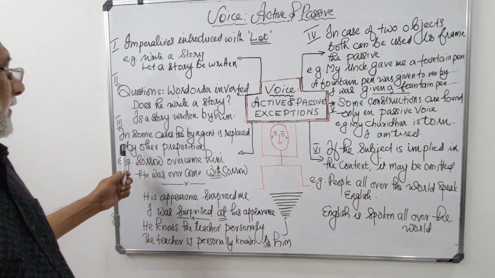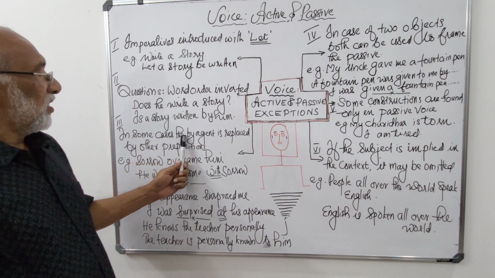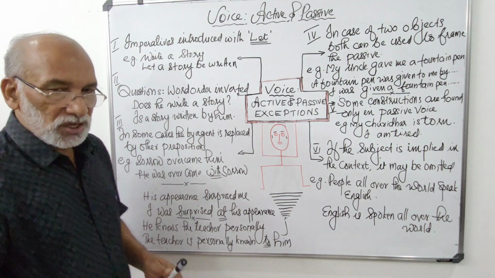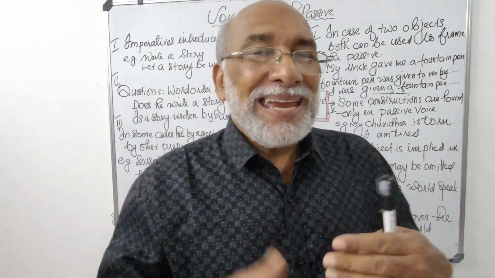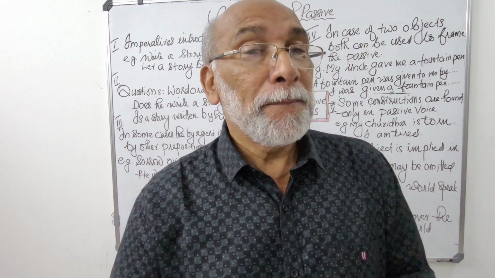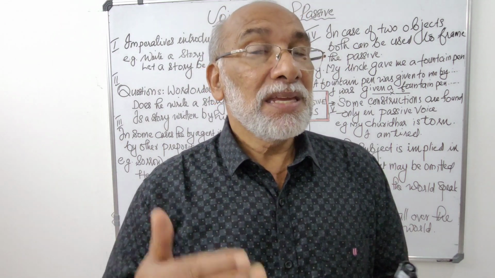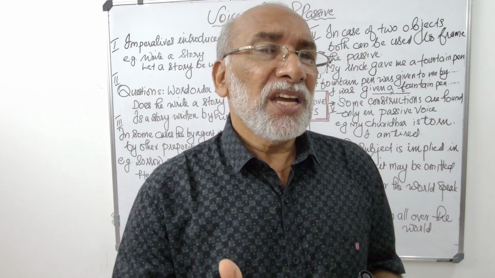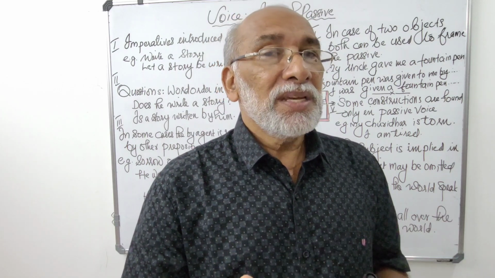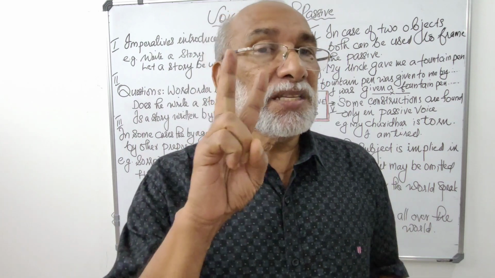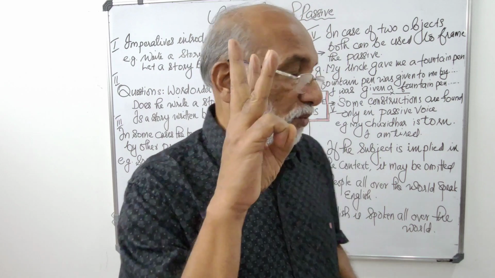Now, the third case: in some cases, the by agent is replaced by other prepositions. Usually, the by agent is there. I am loved by him, by her. Such agents are there. But here, such agents are not used. Instead of that, we use some other prepositions. There are some three cases that you have to note.